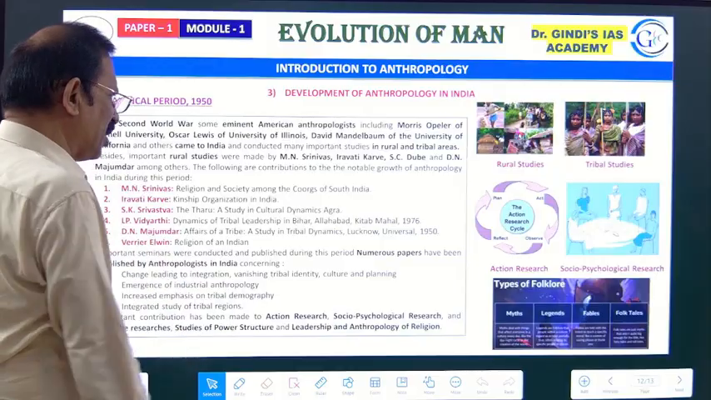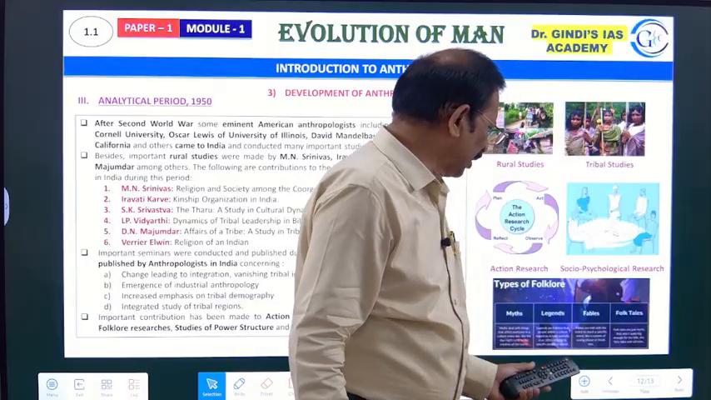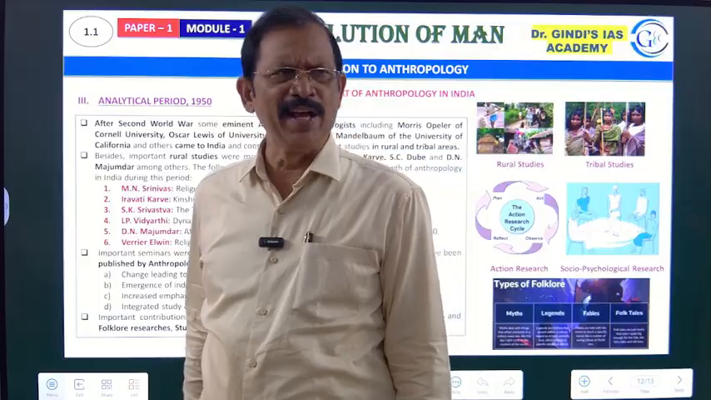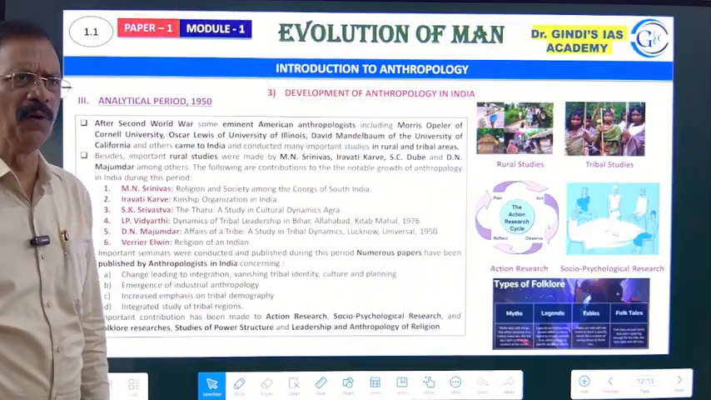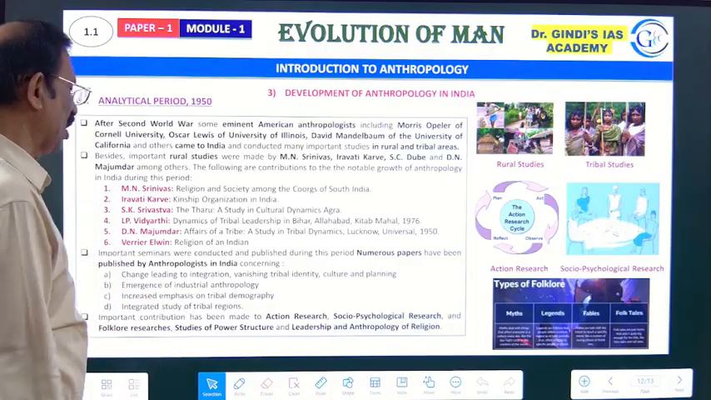Then folklore researches. Folklore. So what are the myths? What are the legends? What are the fables? What are the folk tales? What is their influence on the public, on the people? Yes, we have to go into detail. This is about the folklore researches.